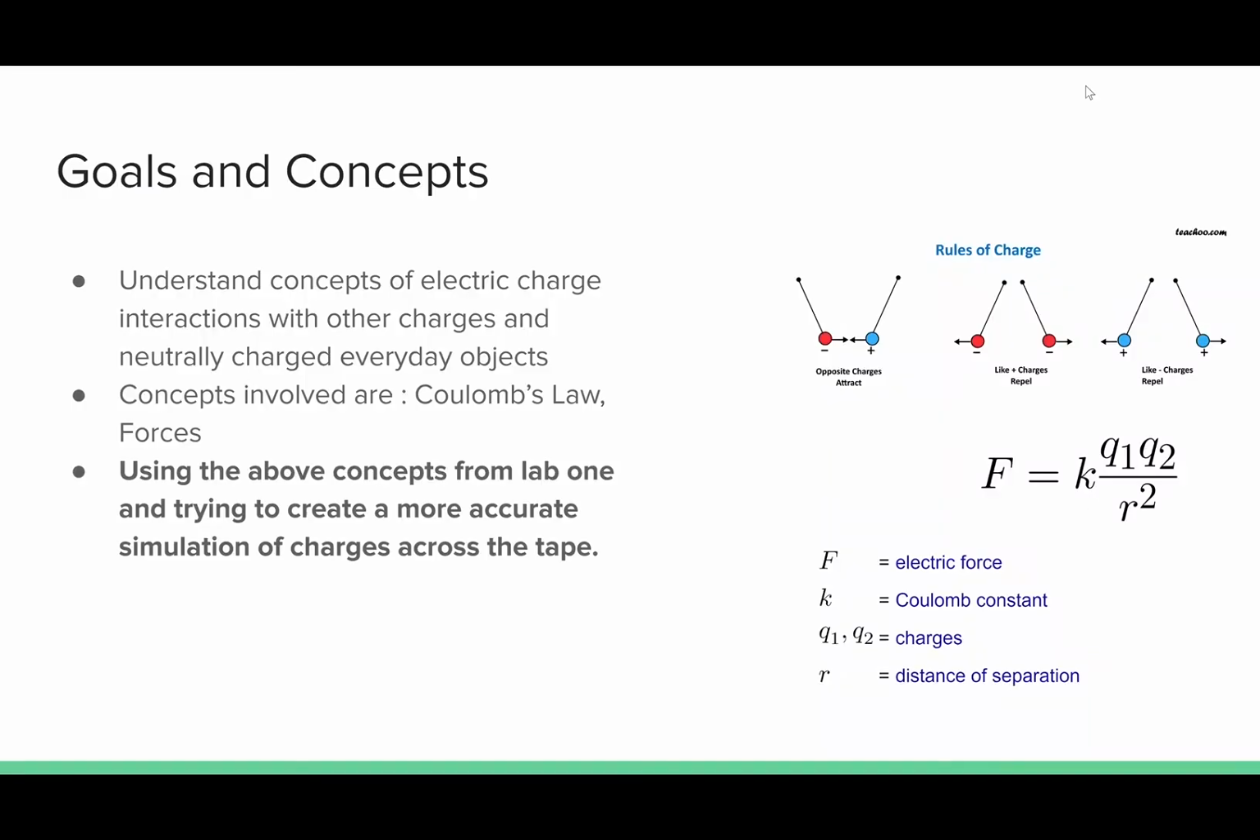Firstly, let's examine the goals and concepts behind this lab. The primary goals of this lab are to understand the concepts of electric charge and interactions with other charged and neutrally charged everyday objects, and concepts involved are Coulomb's law and forces. We're going to be using the above concepts from Lab 1, and we're going to try to create a more accurate simulation of charges across the length of the tape.